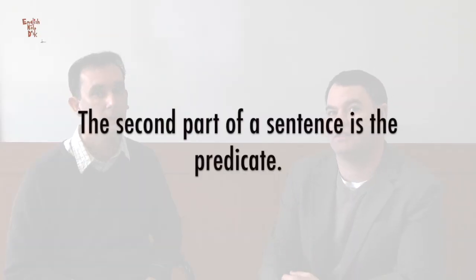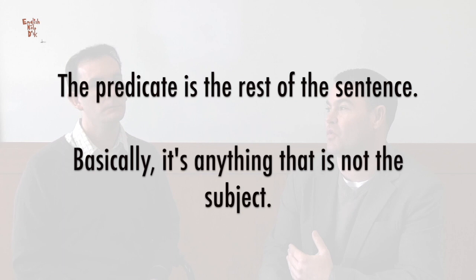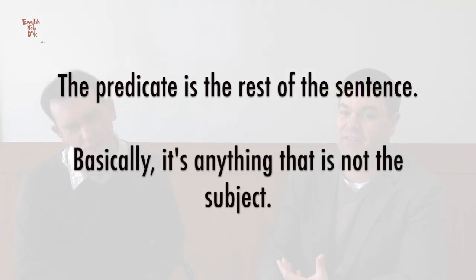The second part of a sentence is the predicate. Oh, I knew it. What is a predicate? Well, this is the cool part. The predicate is all the rest of a sentence. Oh, jeez. Basically, it's everything that is not the subject. That really is not helpful.